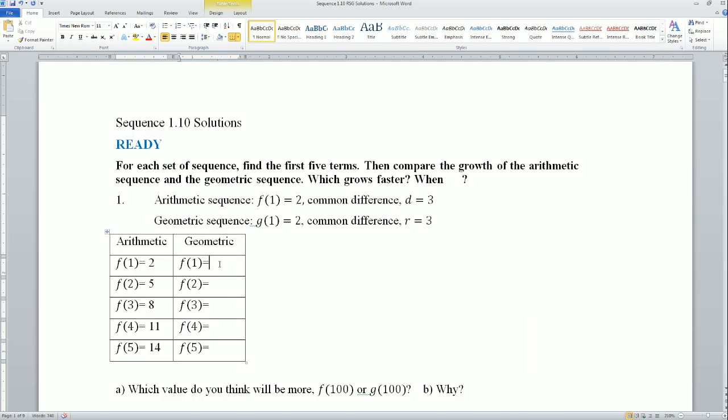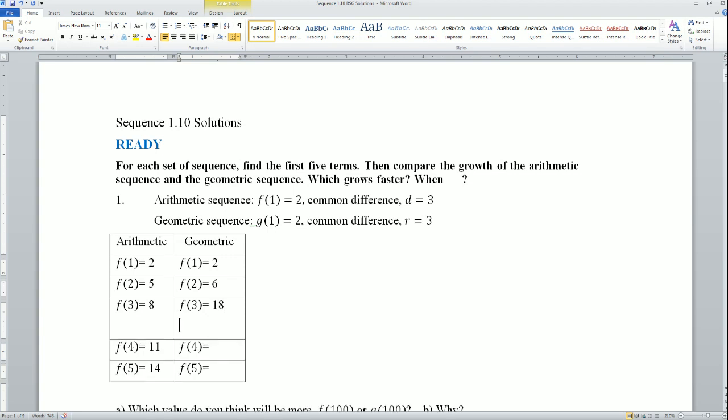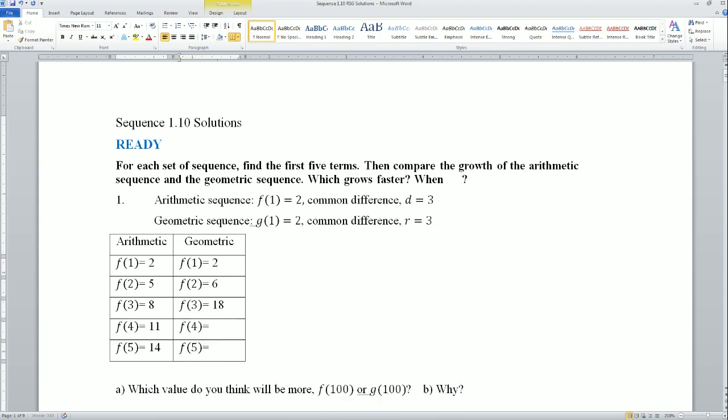Next, the geometric sequence starts here at 2, and it's going up by a common ratio of 3. So 2 times 3 is 6. 6 times 3 is, I think, 24? No, 18. And times 3, that is going to be equal to 54. Then it becomes 162. Good?